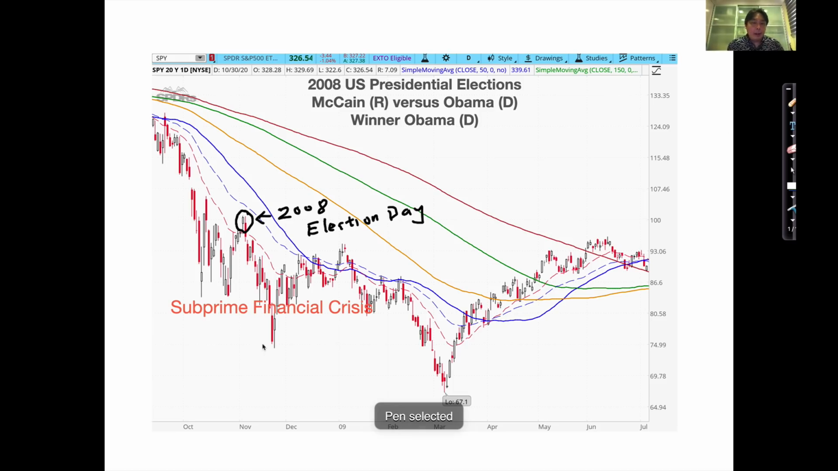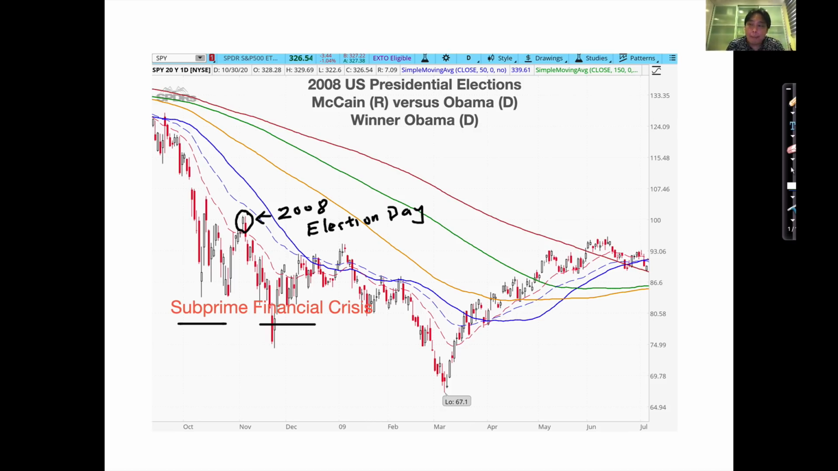So again, this happened during the subprime financial crisis that was already going on. So the overall trend was down, that's right. We are already in a bear market. You can see the 50 moving average, blue line below the green line, medium-term downtrend, price below the 200 sloping down. So the overall trend is already down. Regardless of who the heck wins, the market continues the trend.